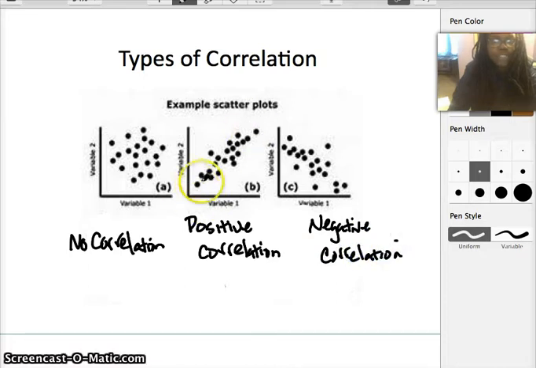And we see that it kind of relates to the slope of a line, right? When we have a positive slope, it goes up to the right. When we have a negative slope, it goes up to the left or down to the right. And so that's what we'll be discussing today, and the relation with scatter plots with lines.